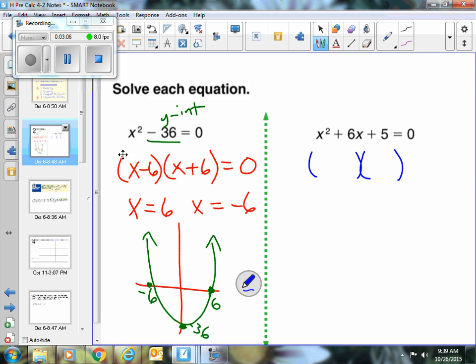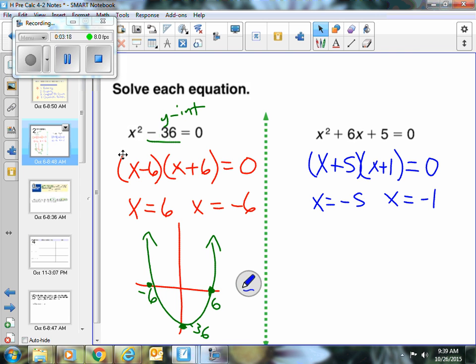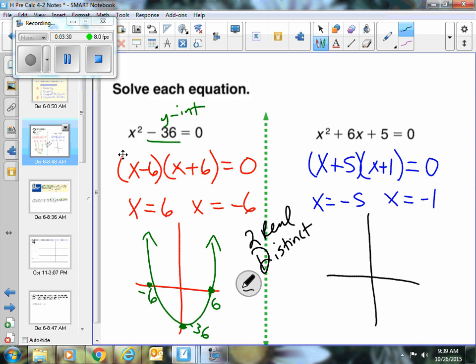When I'm looking at things that multiply to 5 and add to 6, that's a really quick whole number answer. So I get my 2 solutions, negative 5 and negative 1, so 2 real roots, and they're distinct again. So for both of these, there are 2 real solutions, and they are distinct. That means they cross in different places. Really good candidates for solving by factoring. So for this one, my zeros are at negative 5 and negative 1. My y-intercept is at 5.